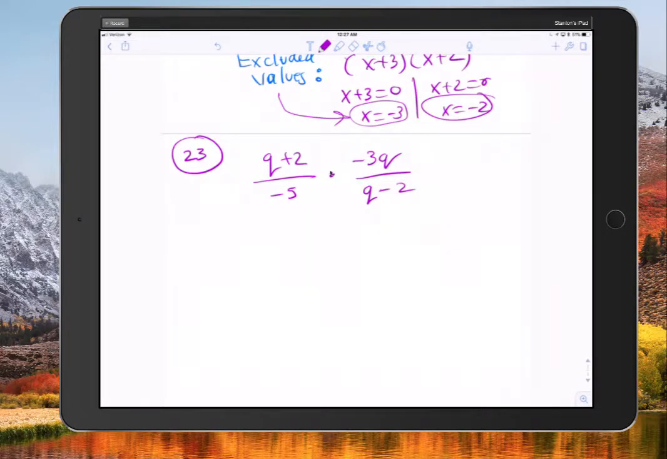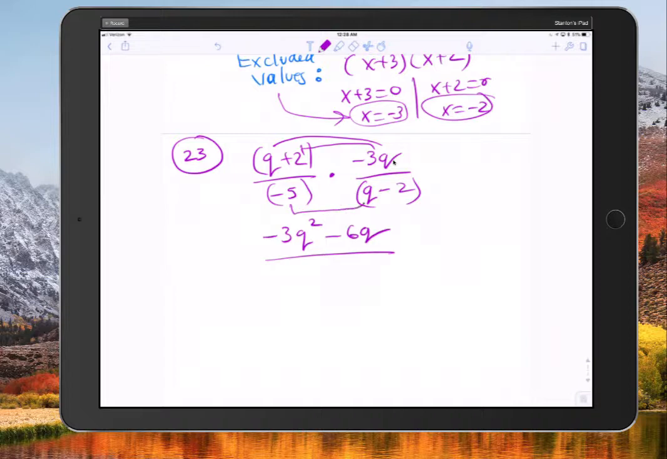Number 23, it says to multiply these two fractions. To multiply, we'll just multiply straight across on the top using the distributive property. So q times negative 3q is negative 3q squared. And then 2 times negative 3q is negative 6q. Then on the bottom, we multiply straight across. So negative 5 times q is negative 5q, and negative 5 times negative 2 is positive 10.